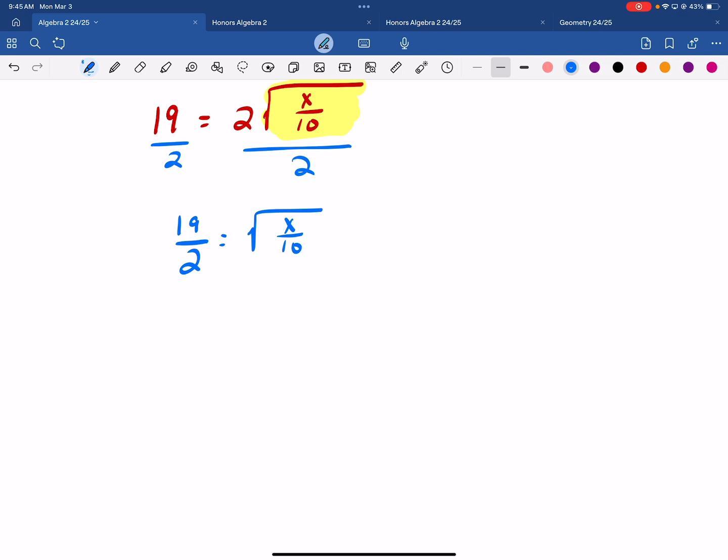So we've got our highlight isolated. There's nothing being multiplied by it. Nothing else going on. Okay, the fraction is underneath the radical. Next step is to square both sides.